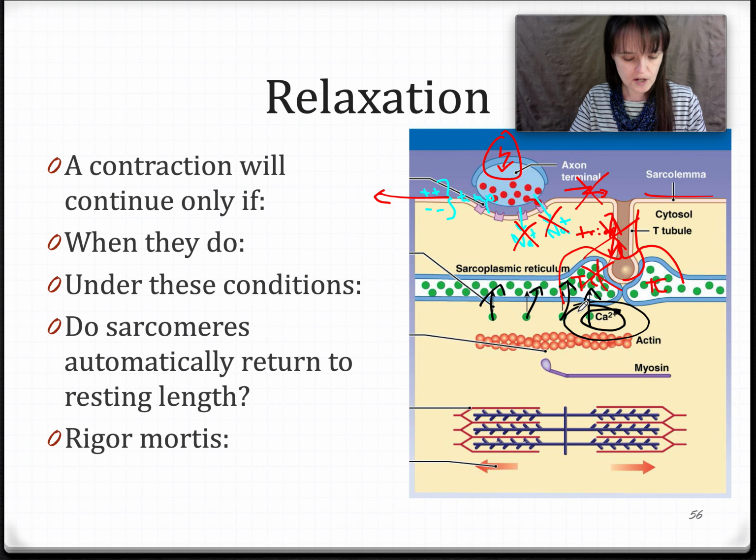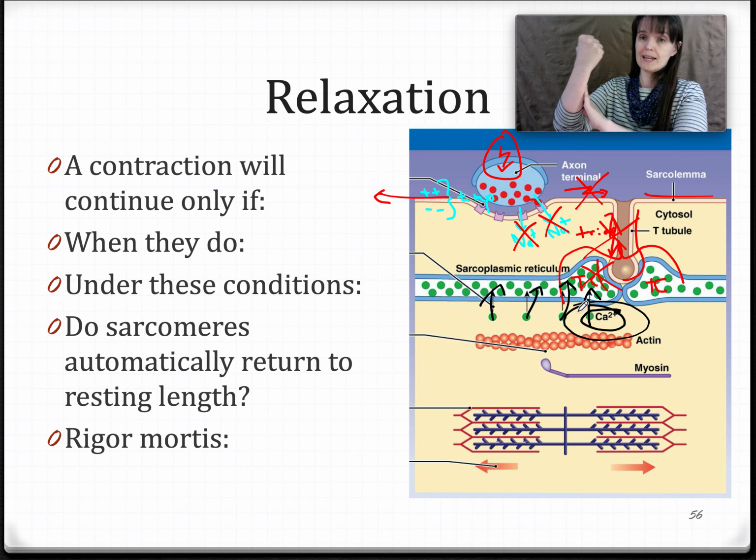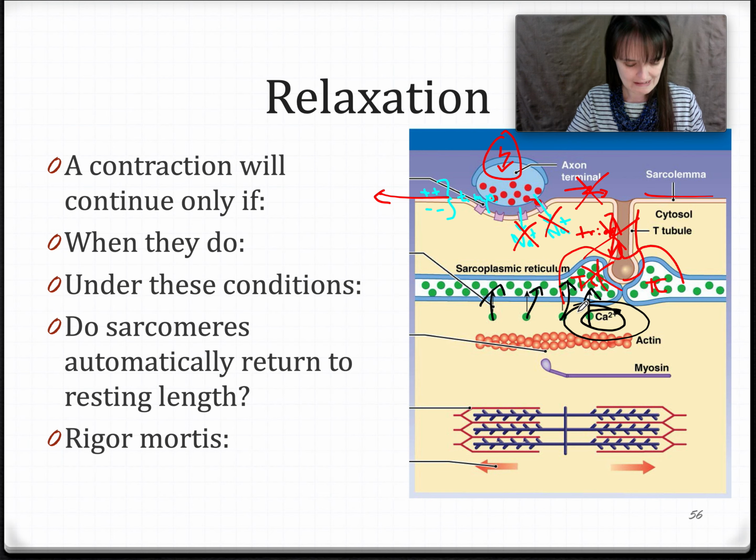Do sarcomeres automatically return to resting length? No. They have a passive return to resting length. Muscles can pull, they cannot push. My tricep pulls to undo what my bicep did. So these two muscles work against each other, so they're called antagonists, which we'll get to. So pull, no push, which is tension, no compression.